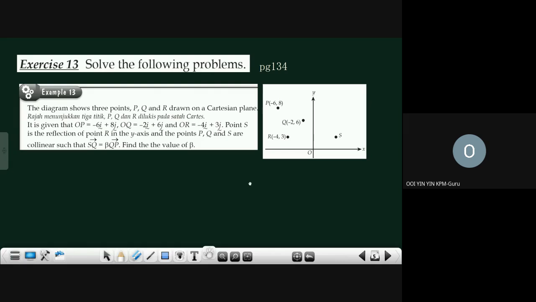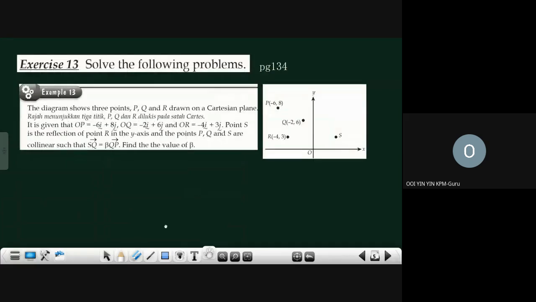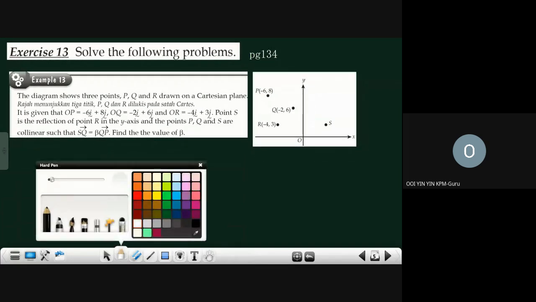These questions may look like, what is this? But please read the questions carefully and understand carefully, and then you will find out that all of this is actually quite easy. Make it bigger a little bit. Now we read the question.